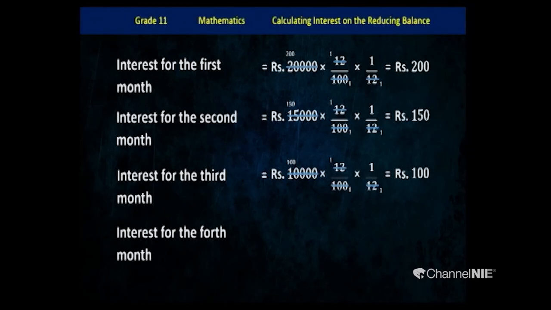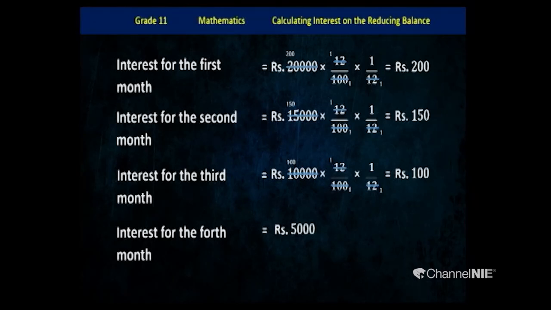Let's go to the fourth one and discuss a little bit further. Now fourth month, what will happen? You pay another 5,000. When you pay another 5,000, the balance remaining is rupees 5,000. This is our last month. We have come to the end of the payment period.